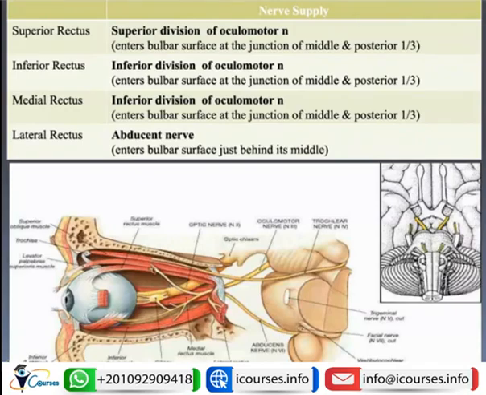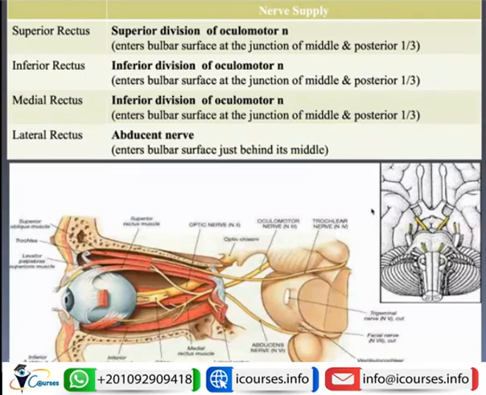The superior branch will supply the levator palpebrae superioris and the superior rectus, while the inferior branch will supply the inferior rectus and the medial rectus and will give a branch to supply the inferior oblique. The lateral rectus will be supplied by another nerve, which is called the abducent nerve. So here is the lateral rectus, it is cut. And as you can see, there is a specific nerve, the abducent nerve, which supplies the muscle from its bulbar surface.